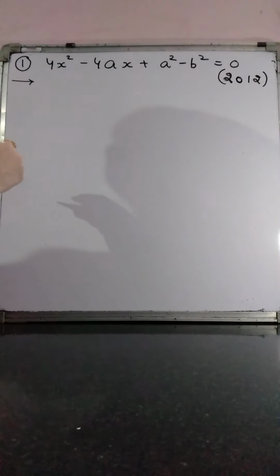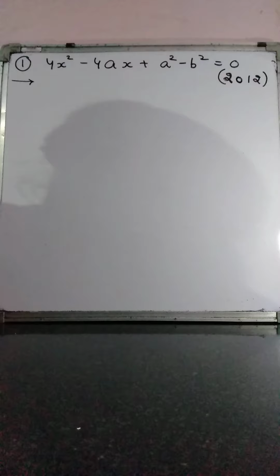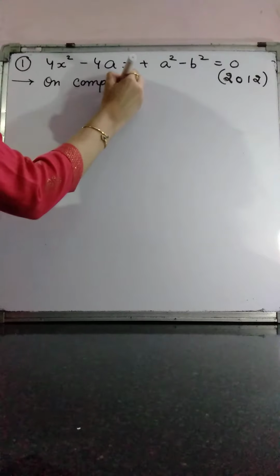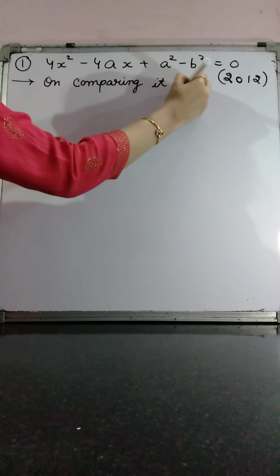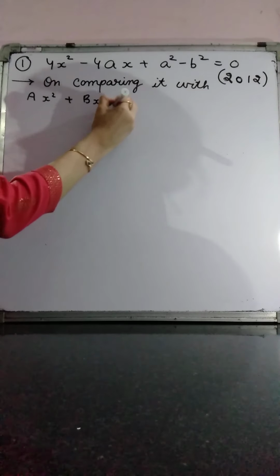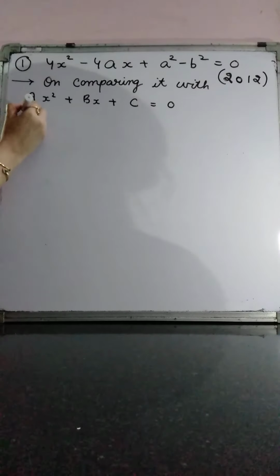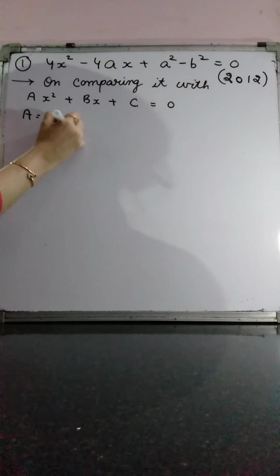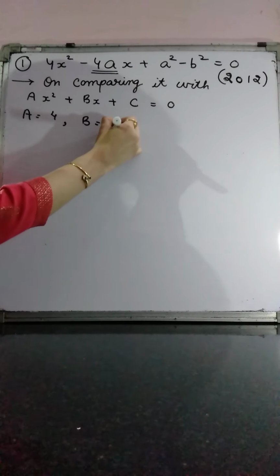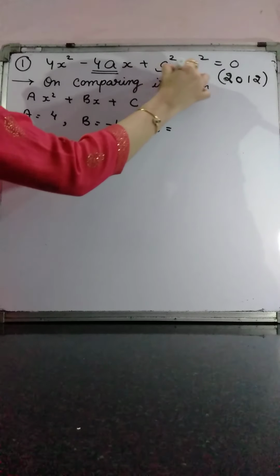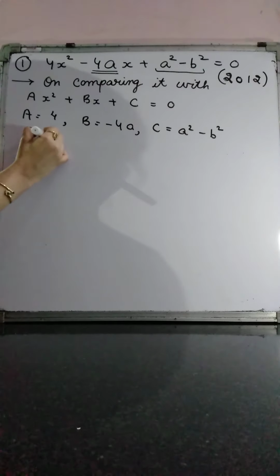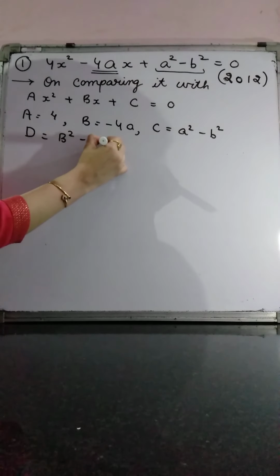Now the first question is 4x² − 4ax + a² − b². First of all, compare it with ax² + bx + c = 0. a is given by 4, b is the coefficient of x, that is −4a, and c is given by a² − b². Now find D, that is b² − 4ac.